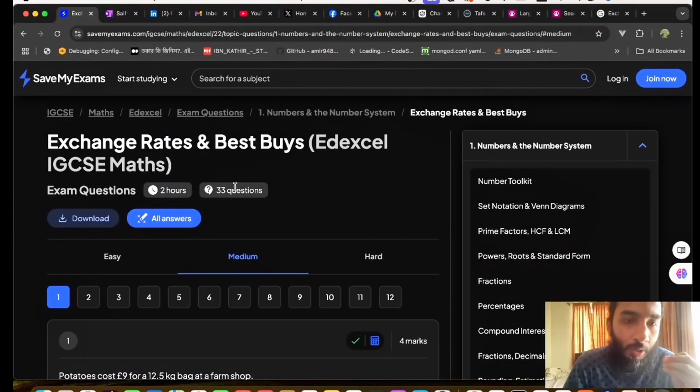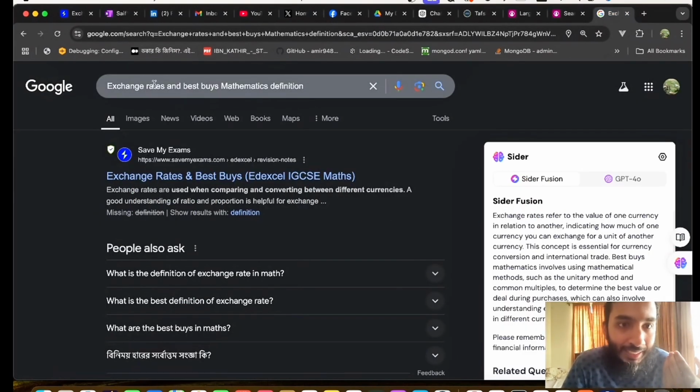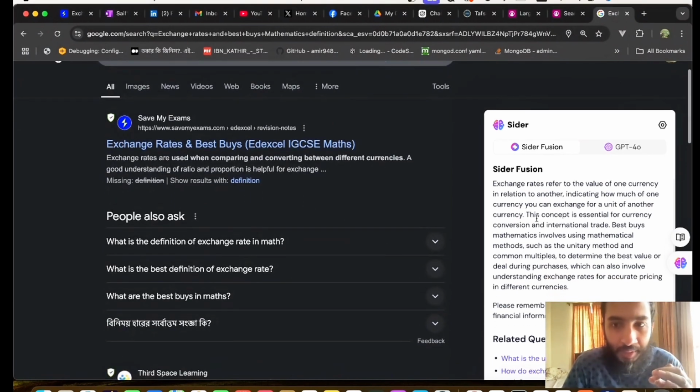Before going into problem solving, I want to share a brief overview of what exchange rates and best buys are in mathematics. If I go to Google and search the keywords exchange rates and best buys in mathematics definition, I have this Chrome extension included, so it has this definition. Exchange rates refer to the value of one currency in relation to another, indicating how much of one currency you can exchange for a unit of another currency. So currency exchange is basically exchange rates. This concept is essential for currency conversion and international trade.